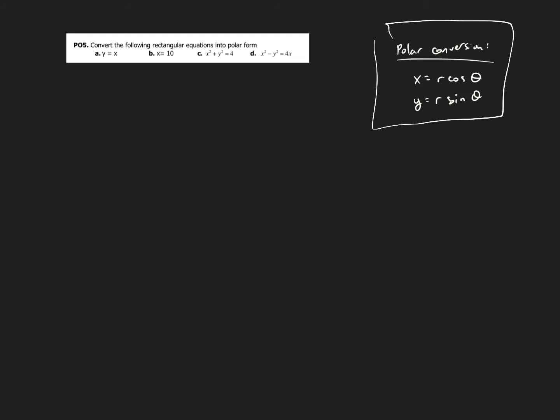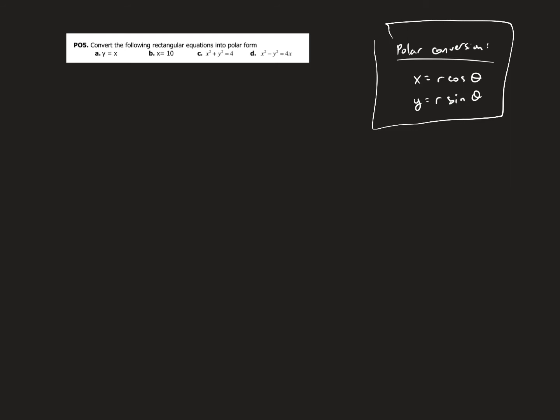So A and B are both kind of really easy. For A, you just plug in the r sine theta and r cosine theta, literally. For B, you plug in r cosine theta, and you want to get the r by itself, so you divide both sides by cosine. So it'd be 10 over cosine theta, or 10 secant theta.